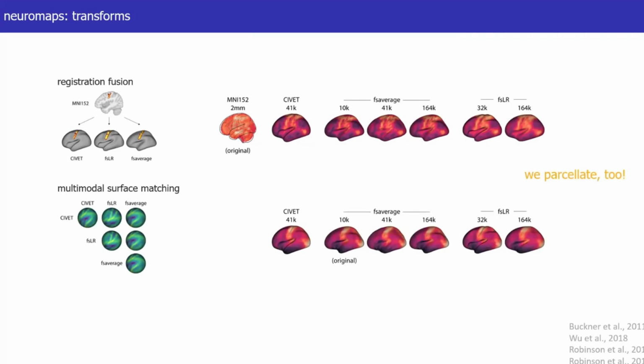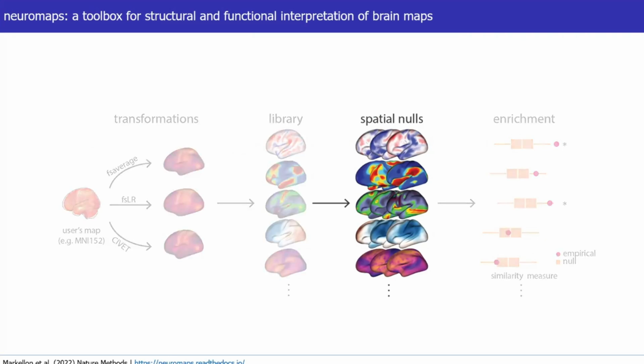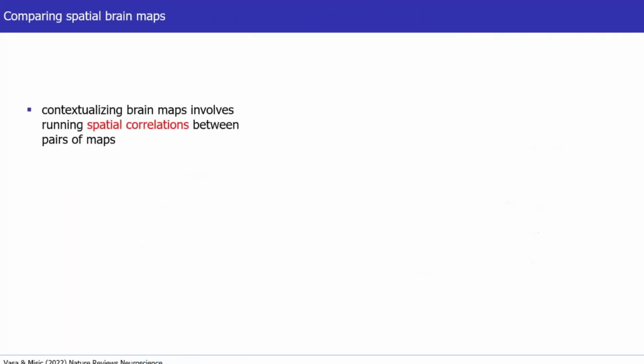And we also have a function for parcellating. So if you bring in any atlas that you like, you can get your parcellations as well. Okay, so we have the library, we have the transformations. So you can take your map, you can bring it into the space of your target map, or vice versa. You want to compare them, and this is where the fun starts, because anytime you want to engage in this business of quote-unquote contextualizing brain maps, you're going to at some point attempt to correlate your two brain maps.